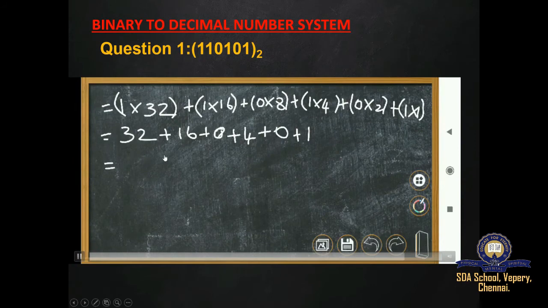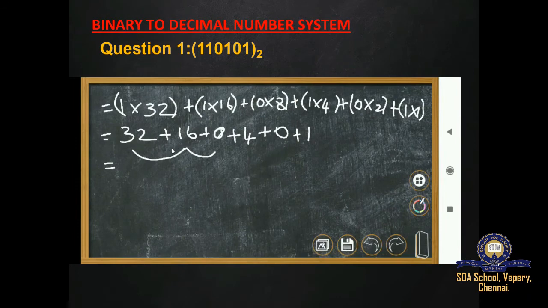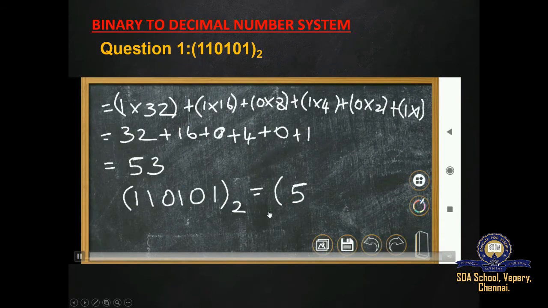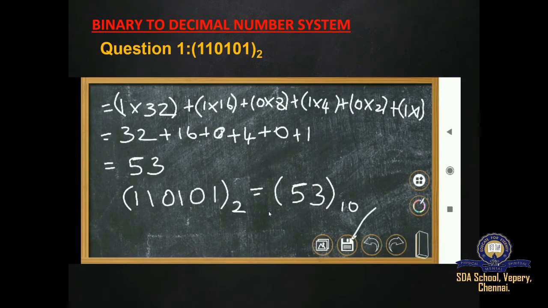32 plus 16 we get 48. 48 plus 0, 48, plus 4, 52. 52 plus 1, 53. This is our decimal value. The binary value 110101 gives the decimal value 53. Yes, this is the answer.